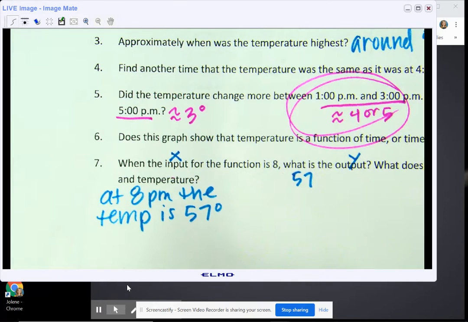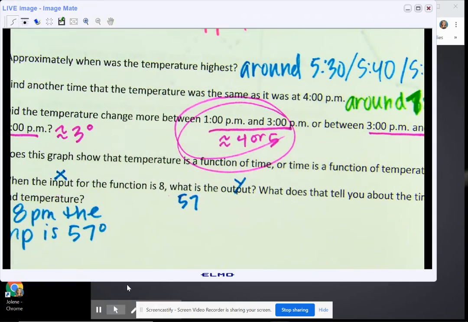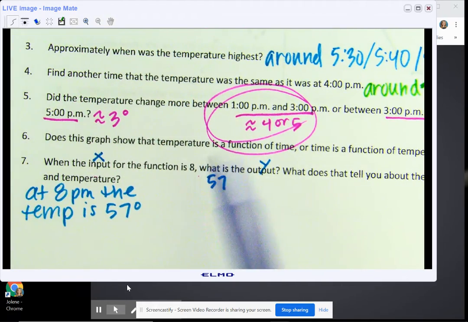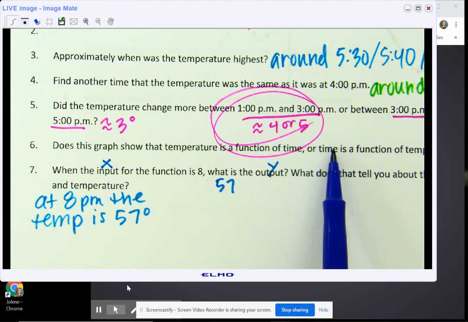All right, number 6 is something with the function wording that I want to come back around to and talk a little more about. And I'm going to have you add something to your paper. The question says, does the graph show the temperature is a function of time or time is a function of temperature? So there's some wording that we've talked about on other lessons and throughout different parts of the notes that I want to go back to.